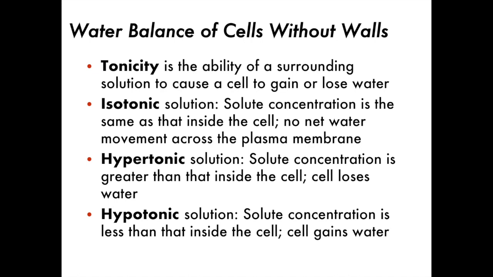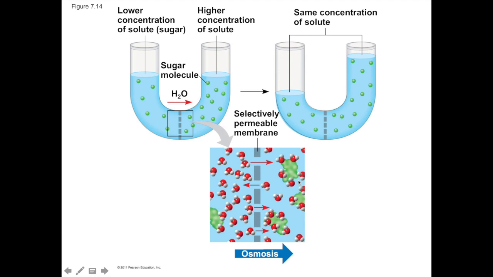Okay, in a hypertonic solution, hyper means over and above, greater than. If someone is hyperactive, it means they're overly active. So that's how I remember that hyper means over and above, greater than. So in a hypertonic solution, solute concentration is greater outside the cell than inside the cell. And the cell is going to lose water through osmosis, just like in this tube here, this one's hypertonic, this one's hypotonic. So this side is going to lose water. This water is going to go down in order to try and equal out the concentration on either side of the tube.